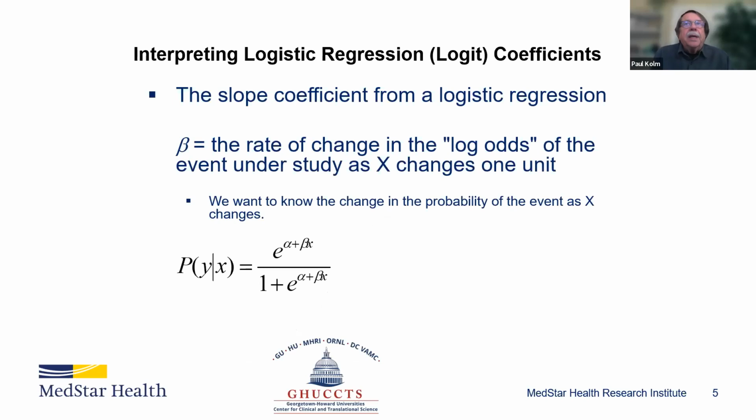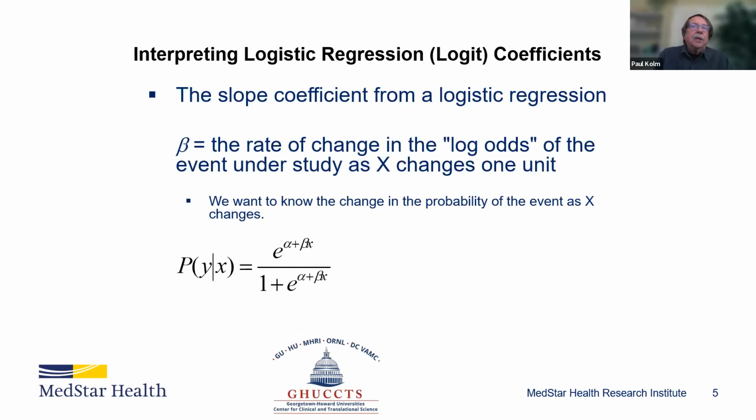So the regression coefficient is similar to linear regression, a slope coefficient. And as I mentioned, it's the rate of change in the log odds of the event as the independent variable changes 1 unit.